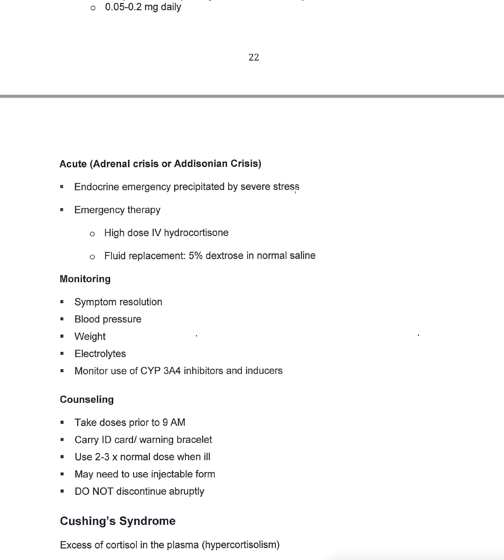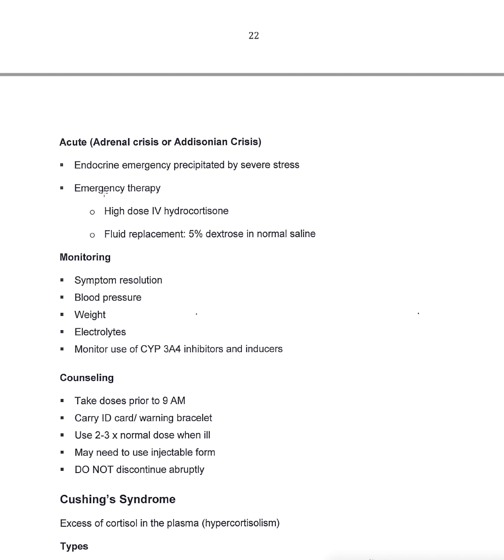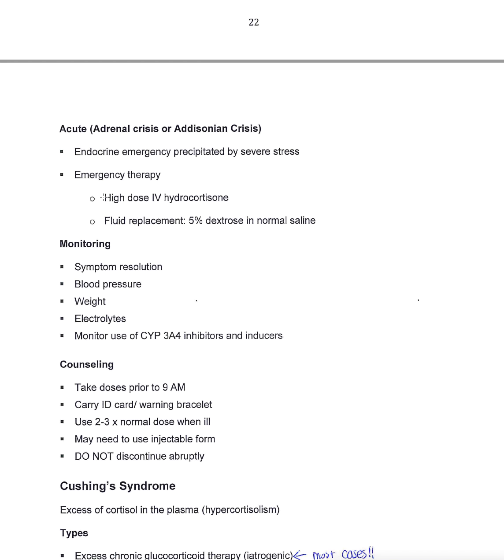And remember, when we have a lot of stress, illness, infection, or trauma, our body will naturally produce more cortisol to compensate. But patients with adrenal insufficiency, especially Addison's disease, are not going to be able to do that, so they can go into this acute crisis. For this case, the patient will have to be hospitalized, or at the emergency room they're going to be given high dose IV hydrocortisone to quickly replace that need, and fluid replacement is also done.